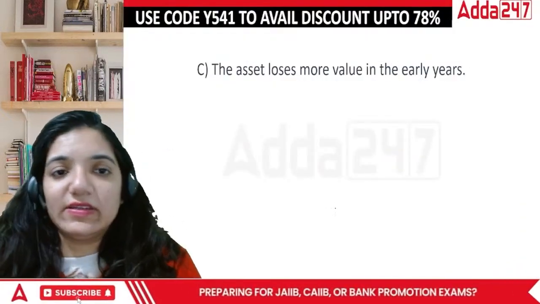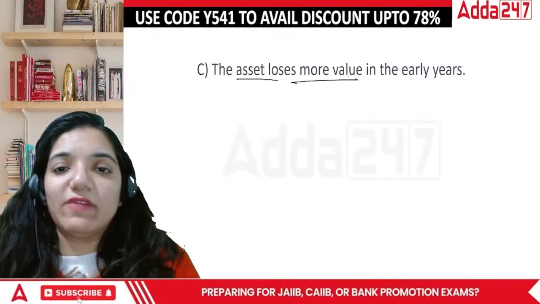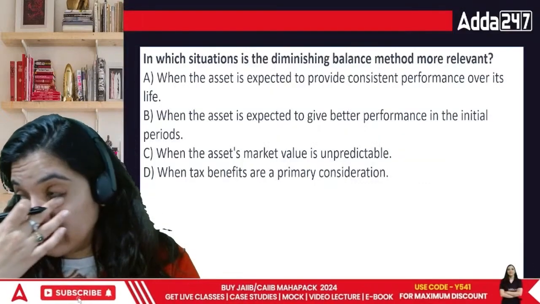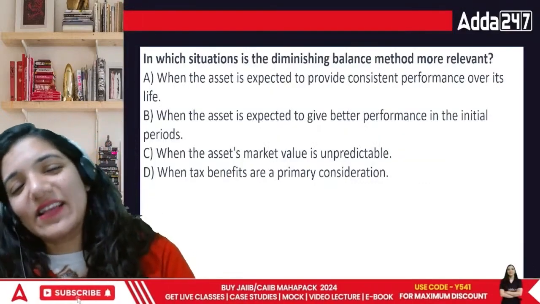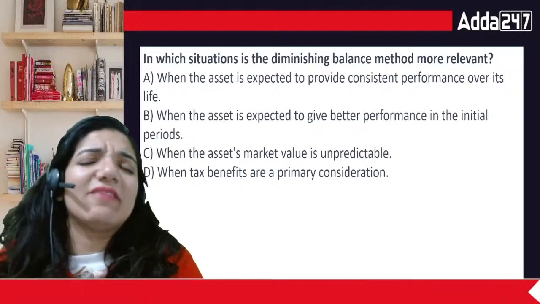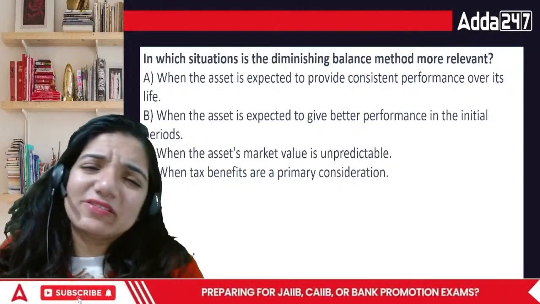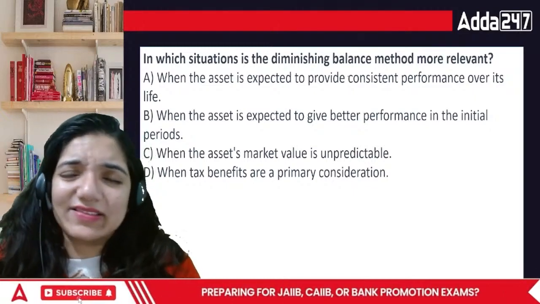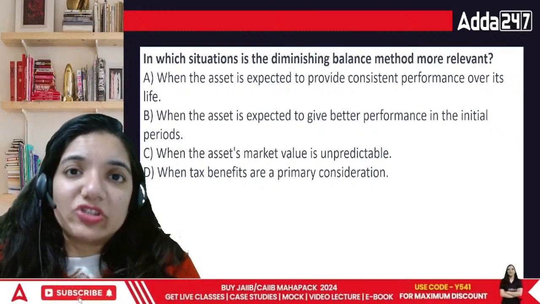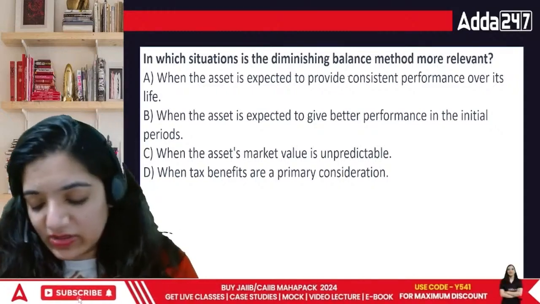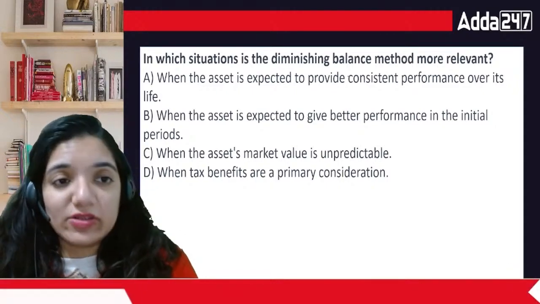Now comes the answer: the asset loses more value in the initial years, and after that, once it has declined, it is declining only gradually. You are mentally prepared that the value of that particular asset is not going to have a sudden major dip. It is just in the beginning that you will find a major dip.